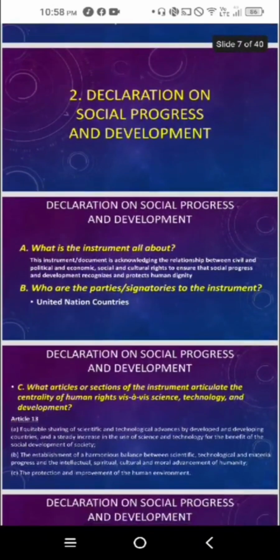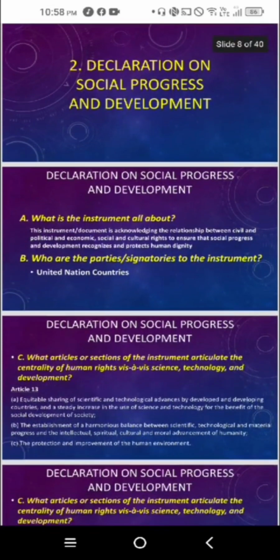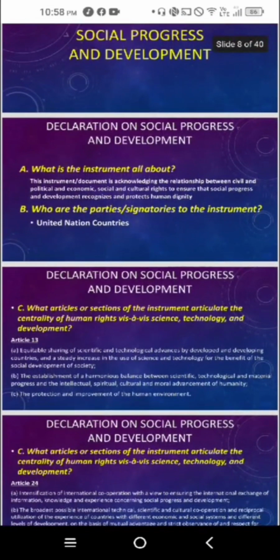Second, Declaration on Social Progress and Development. What is the instrument all about? This document acknowledges the relationship between civil and political, economic, social, and cultural rights to ensure that social progress and development recognize and protect human dignity.